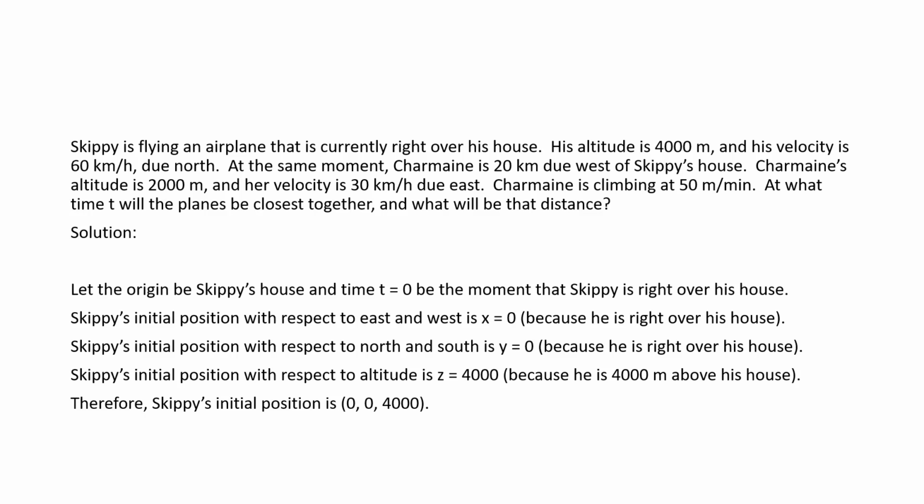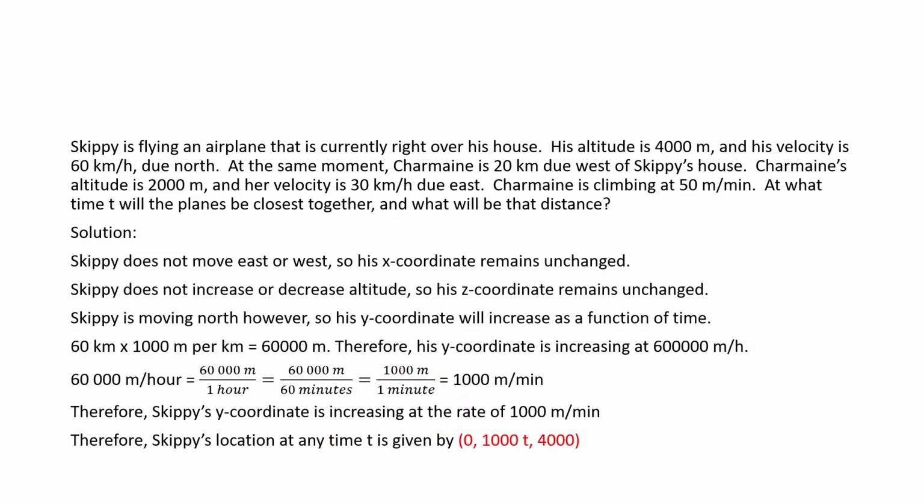And now Skippy's initial position with respect to east and west is x equals 0 because he's right over his house. And his initial position with respect to north and south is y equals 0, again, because he's right over his house. But his initial position with respect to altitude is z equals 4,000 because he's 4,000 meters above his house. So Skippy's initial position is going to be 0, 0, 4,000.